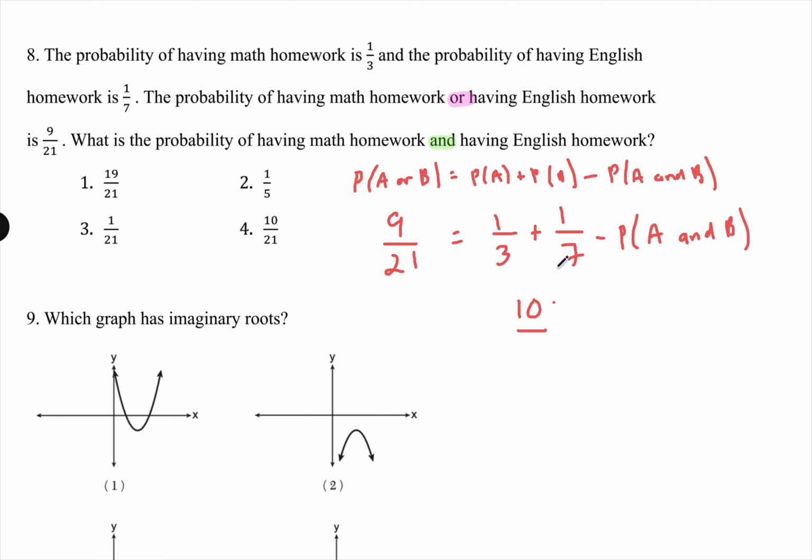I could also do it by finding my common denominator. So that's 10/21. What does it equal? It equals 9/21. And this is still minus P of A and B. Well, if I subtract 10/21 on this side, what am I left with? I'm left with negative 1 over 21. But it's fine that we have a negative, because this is minus P of A and B, and probability can only really be positive. So if I divide negative 1 on both sides, what's my only answer choice? Answer choice number 3, 1 over 21.